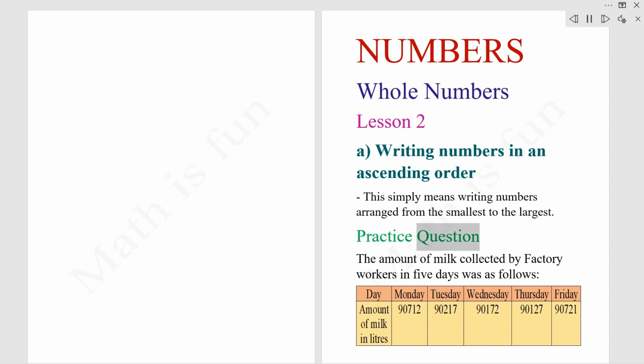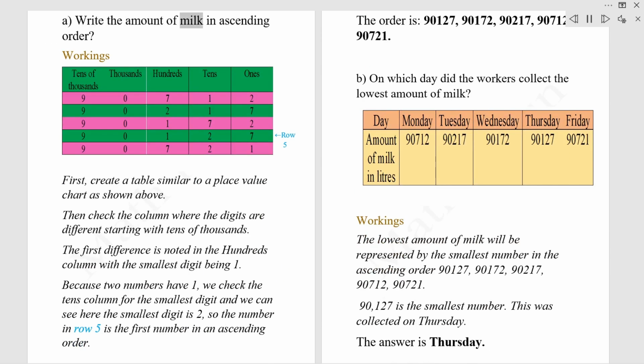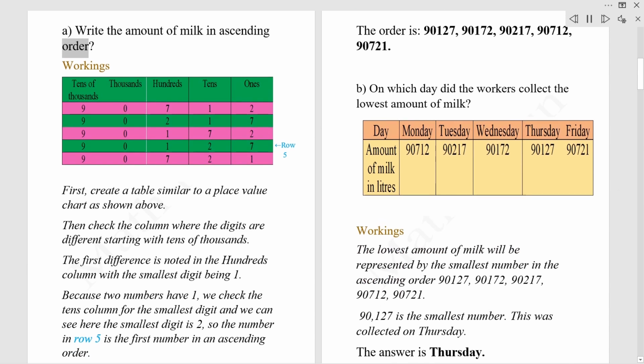Practice question. The amount of milk collected by factory workers in 5 days was as follows. A. Write the amount of milk in ascending order. Workings. First, create a table similar to a place value chart as shown above. Then check the column where the digits are different starting with tens of thousands.